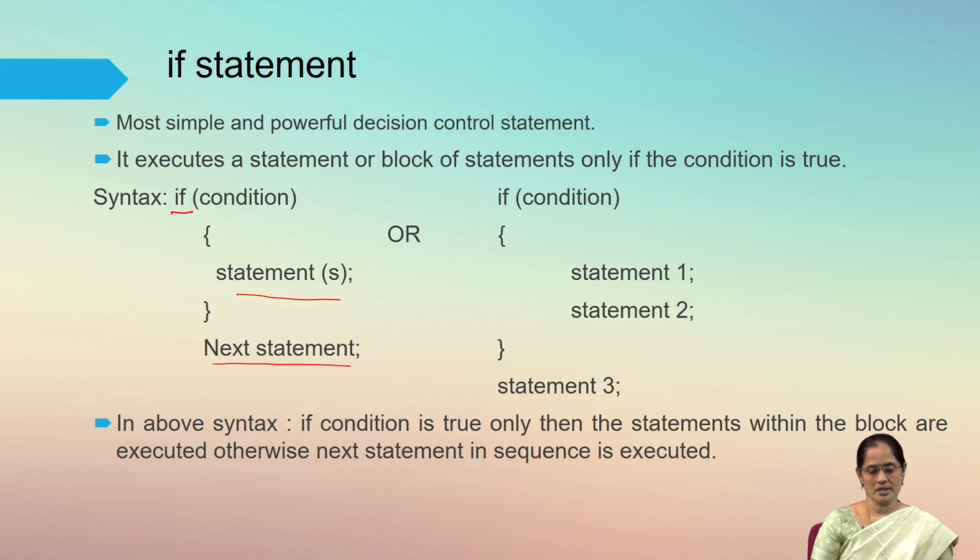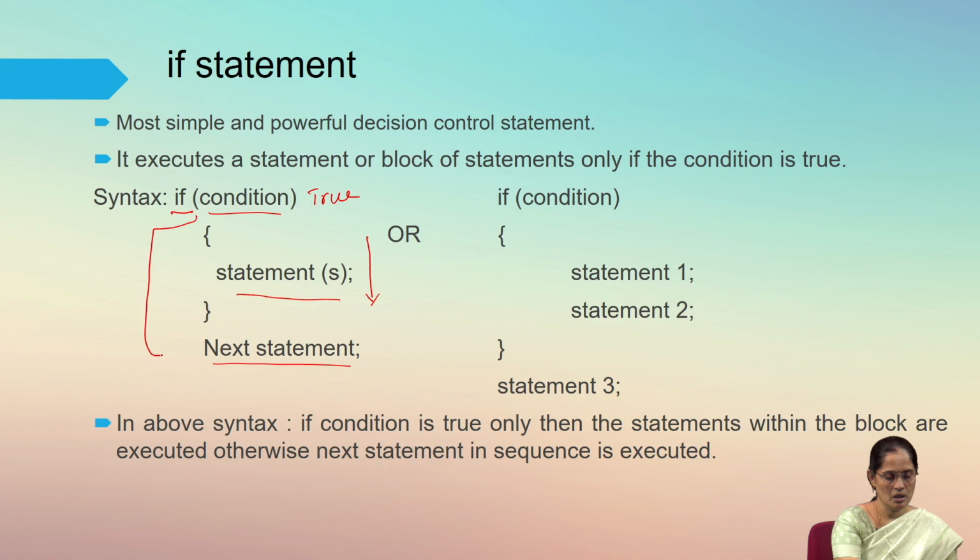As we have already seen, the flow of execution would be: if this condition becomes true, then it starts executing the statements inside the block. If the condition fails, it will skip this block and the flow of execution will be moved to the next statement.